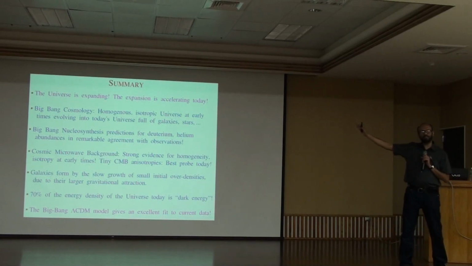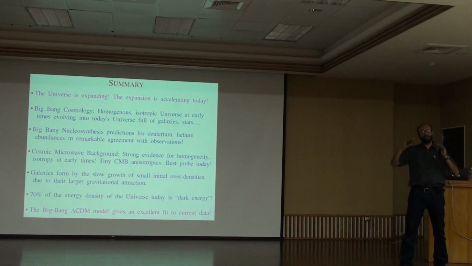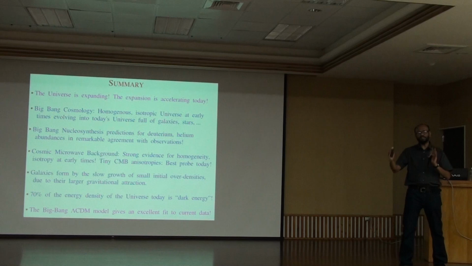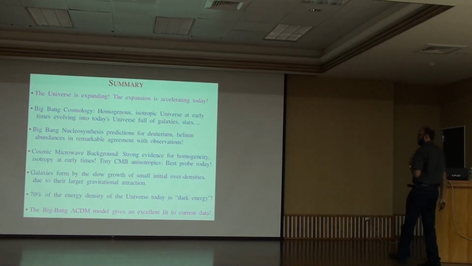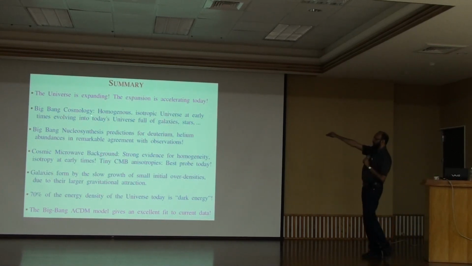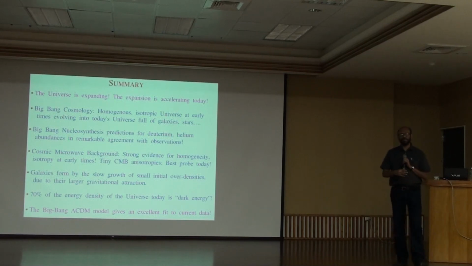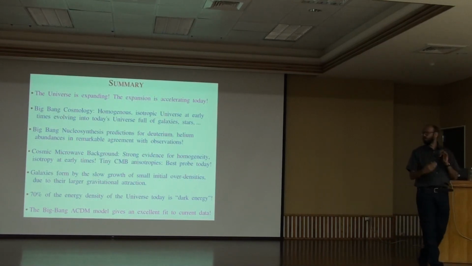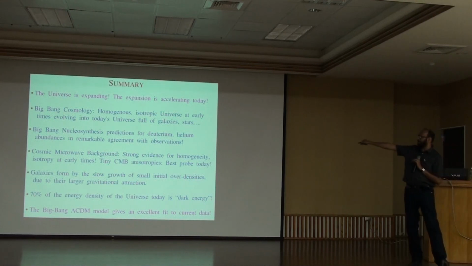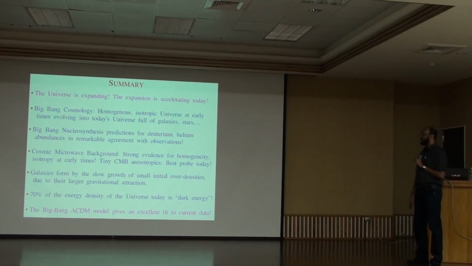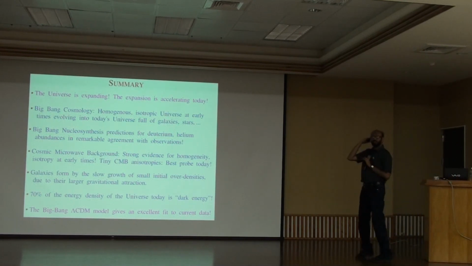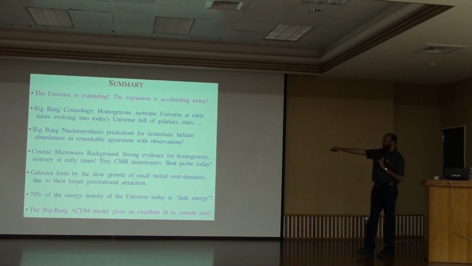Just from the acceleration, we know there must be dark energy. So if you just tell people this, that kind of summarizes the universe for them. It's expanding, the expansion is accelerating. We believe that the Big Bang cosmological model of a homogeneous isotropic universe in early times, evolving into today's universe full of stars and galaxies, is the model that describes the universe. And the two big pillars, the two big pieces of evidence for this, are nucleosynthesis predictions for deuterium, helium, lithium, which match the observations wonderfully well, and the microwave background.